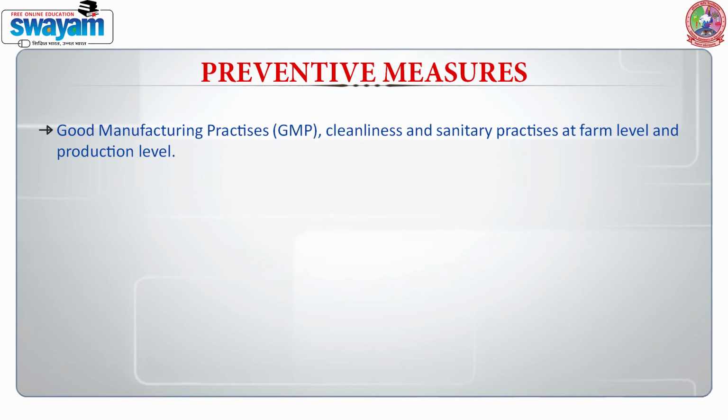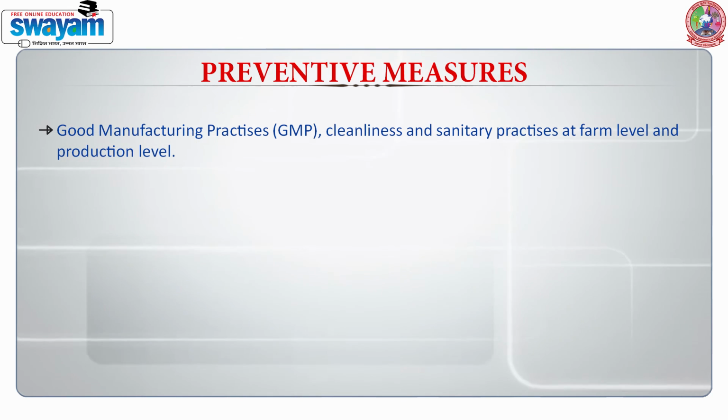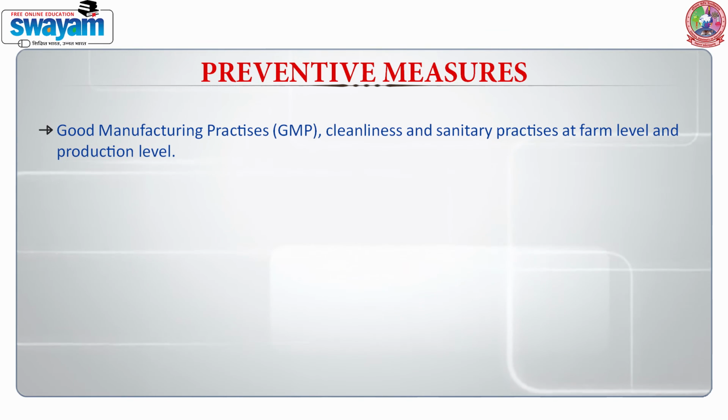When we talk about the spoilage in milk and milk products, yes, they are bound to spoil. Why? Because they have the nutrients which are suitable for microorganisms also. Therefore, it's better to take some preventive measure, as it is always said that prevention is better than cure. So in case of milk and milk products, the first and the foremost important thing is the good manufacturing practices, that is GMP, cleanliness and sanitary practices both at the farm level and at the production level, and even at the processing level where this milk is being converted into various types of milk products.